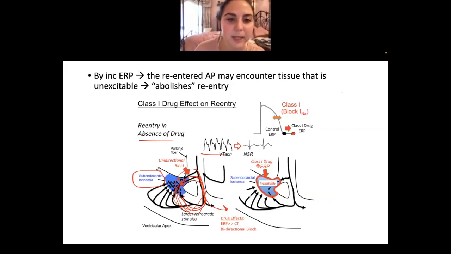And again, a lot of the time the unidirectional block is something like ischemia. That's usually what causes a block. But again, this can happen anywhere in the heart.